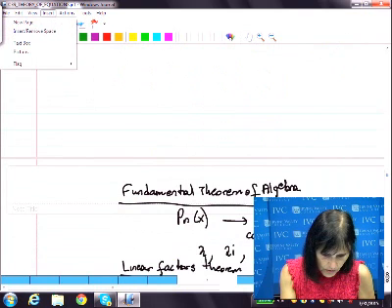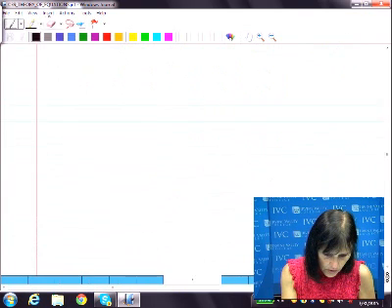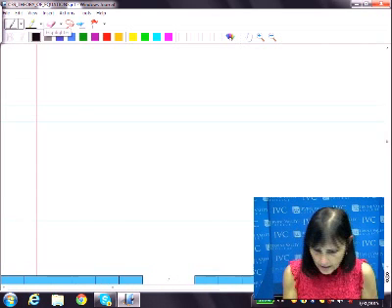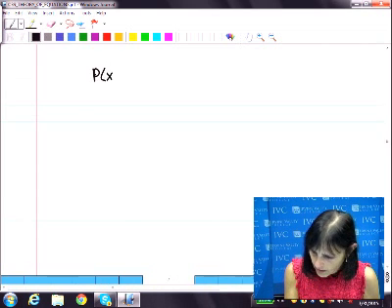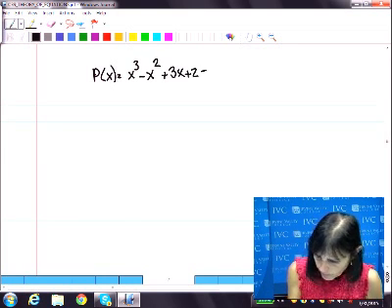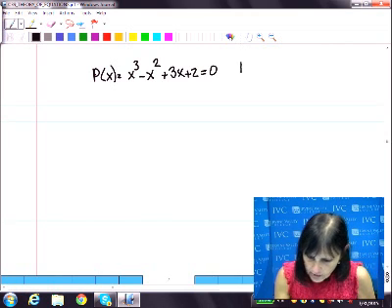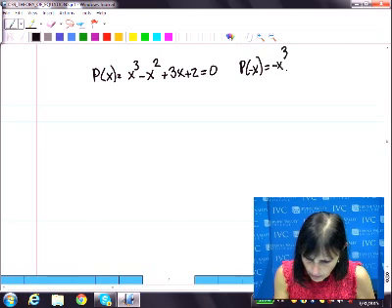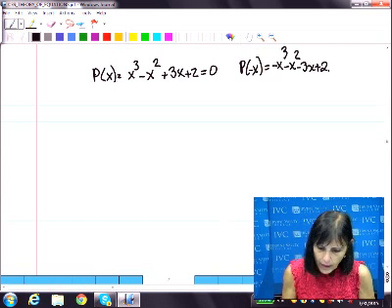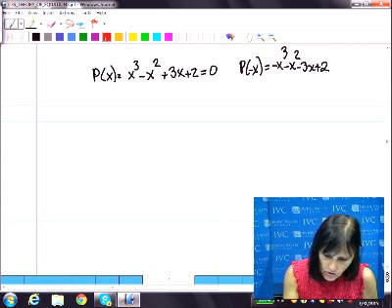Let's insert some pages here. All right. Let's say I'm looking at P of x equals x cubed minus x squared plus 3x plus 2. And let's look at P of negative x. That's going to give me negative x cubed, negative x squared minus 3x plus 2. Okay. Now, how many changes do I get?